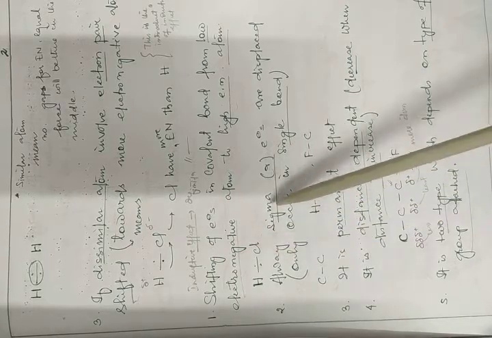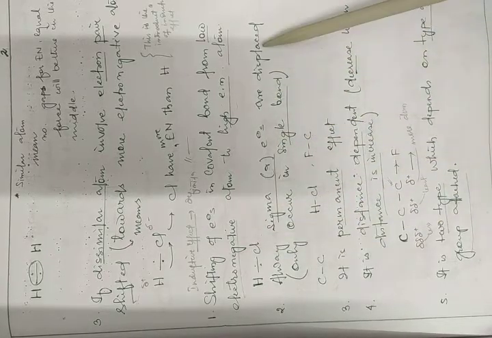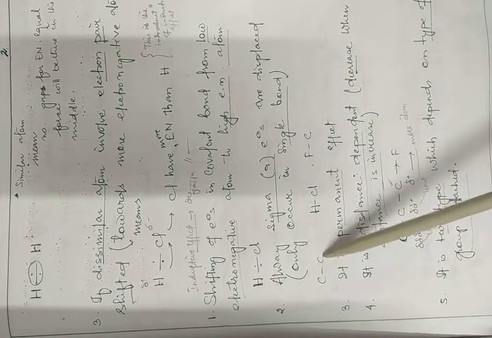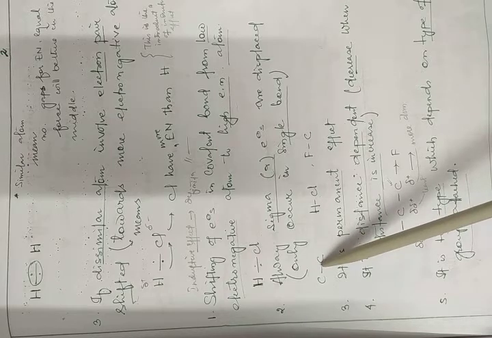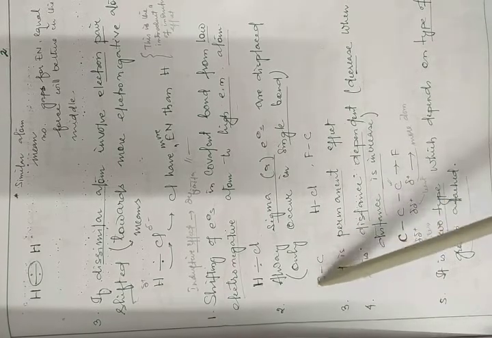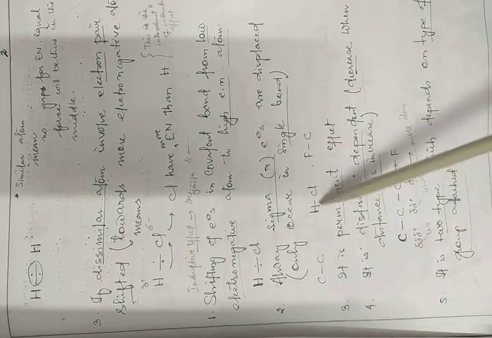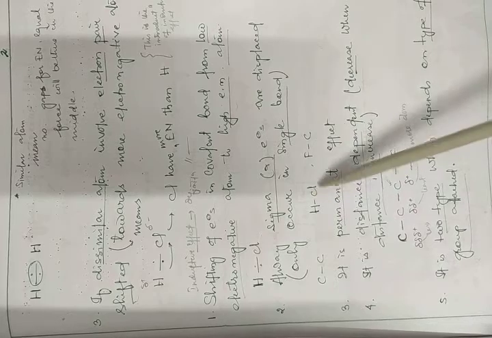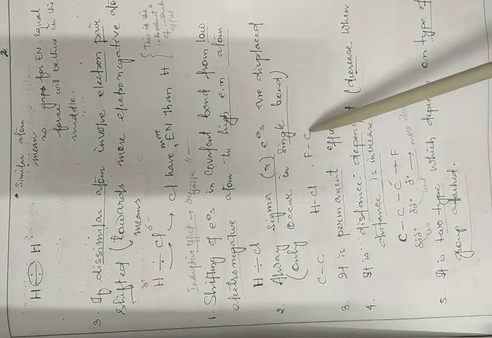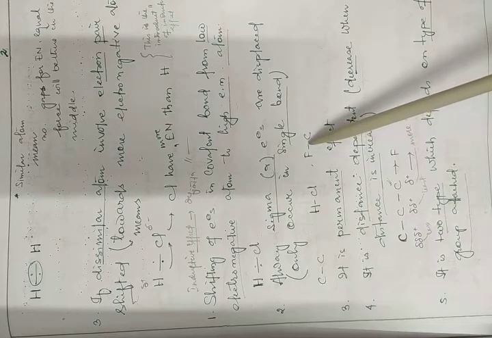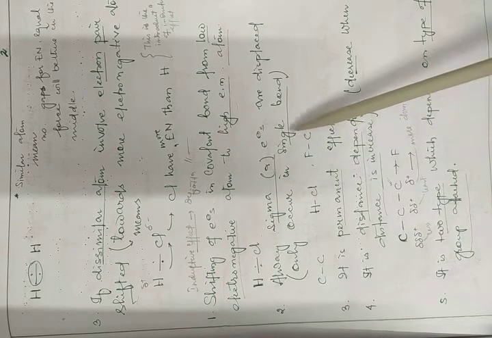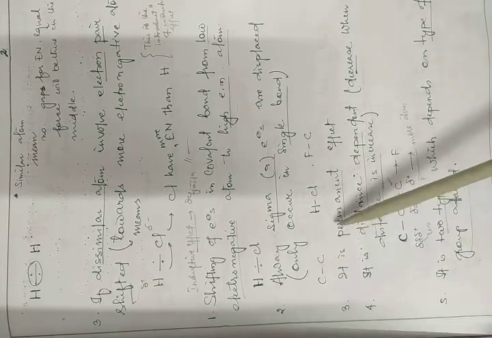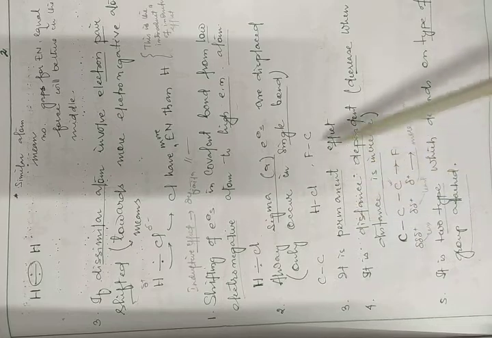Then, always sigma electrons are displaced, which occurs only in single bonds. Carbon and carbon have a sigma bond, which is between similar atoms, and here are different atoms. Hydrogen and chlorine also have sigma electrons, and fluorine and chlorine also have sigma bonds. So it occurs in single bonds only. Now another point: it is a permanent effect.